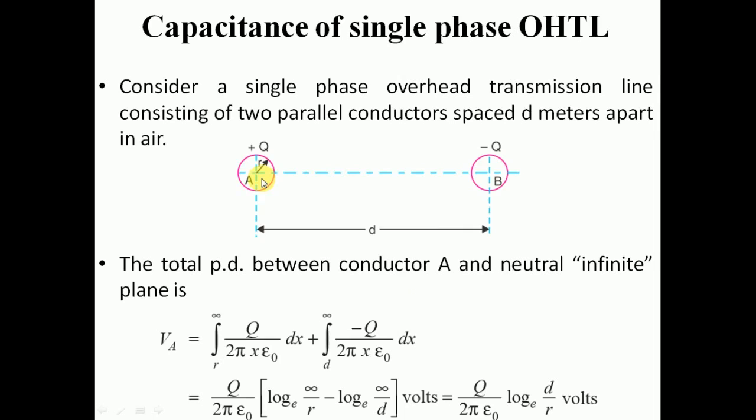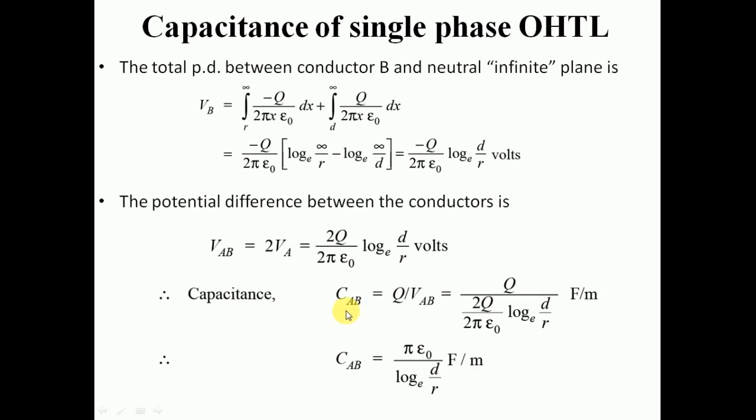Our aim is actually to find the capacitance of single phase overhead transmission line. The relation for capacitance, we know that C is equal to charge per unit potential, that is C is equal to Q by V. We have determined the potential difference which is existing between these two conductors. So we can easily find the value of capacitance CAB as Q by VAB. We have to substitute the value of VAB here, and then finally we will be able to get the capacitance of single phase overhead transmission line as pi epsilon 0 by natural log of d by r.